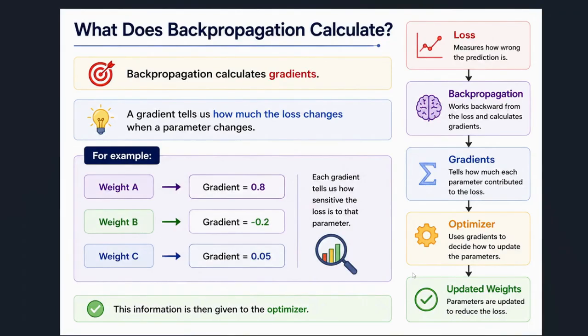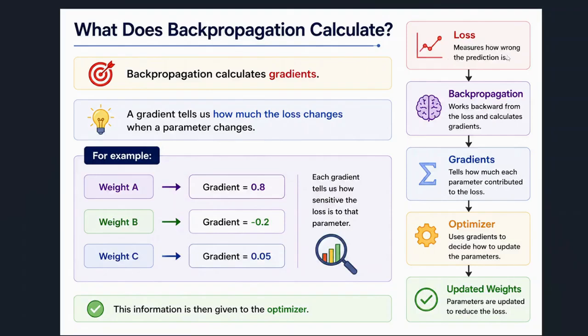So what does backpropagation actually calculate? It calculates gradients. A gradient tells us how much the loss changes when a parameter changes. For example, weight A has gradient 0.8, weight B has gradient minus 0.2, and weight C has gradient 0.05. Each gradient tells us how sensitive the loss is to that parameter. This information is then given to the optimizer.